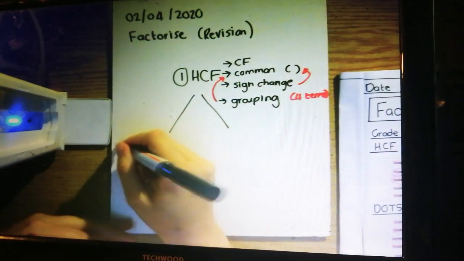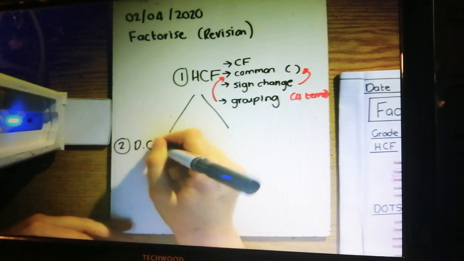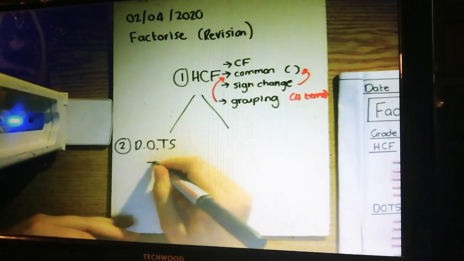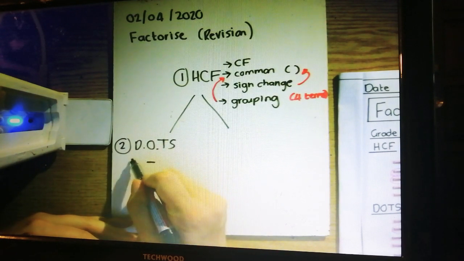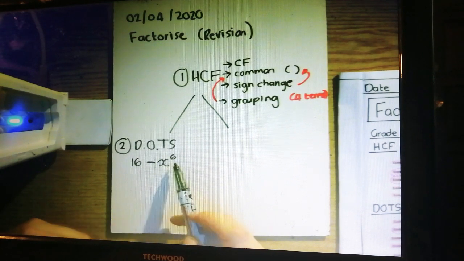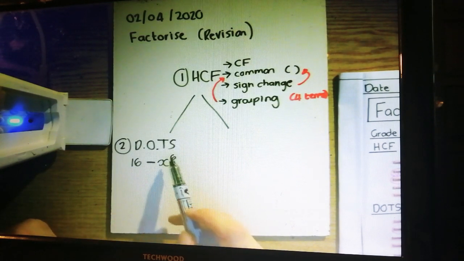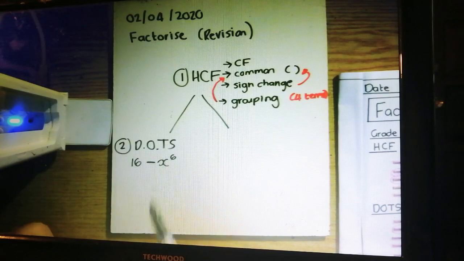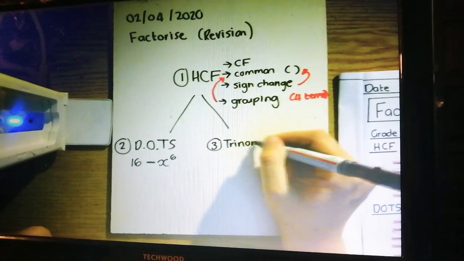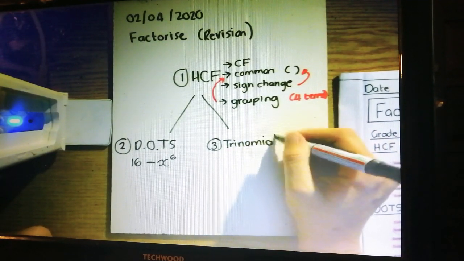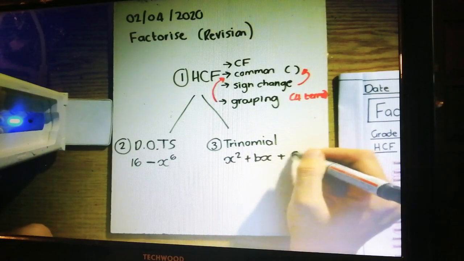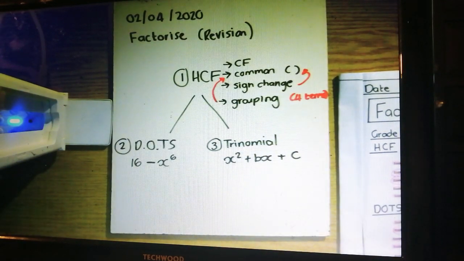Then after HCF, you look for dots. Difference of 2 squares. That consists of a minus sum between 2 perfect squares. So for example, 16 and x to the power of 6. How do I know a variable is a perfect square? Well, it must have an even power. This would be difference of 2 squares. And thirdly, we've got trinomial, and the trinomial you learnt in grade 9 looks like this: x squared plus bx plus c. And those are the 3 ways to factorize.